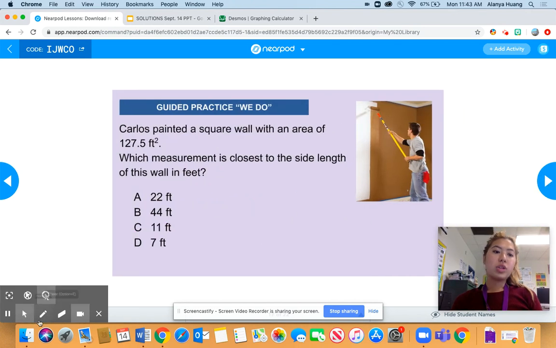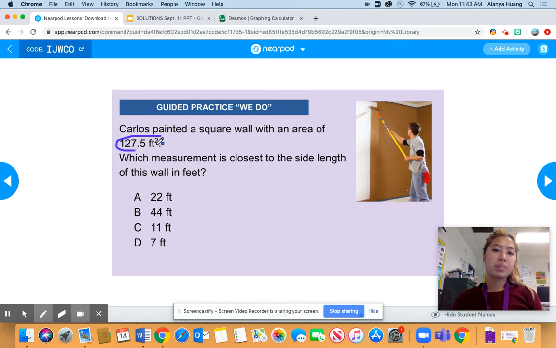This we do problem reads, Carlos painted a square wall with an area of 127.5 feet squared. Which measurement is closest to the side length of this wall in feet? So very similar to that last problem, we're given the area, which is 127.5. Then we have to find the side length, so we're going to square root it.